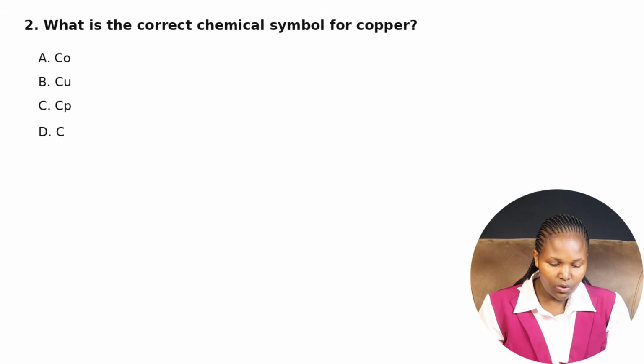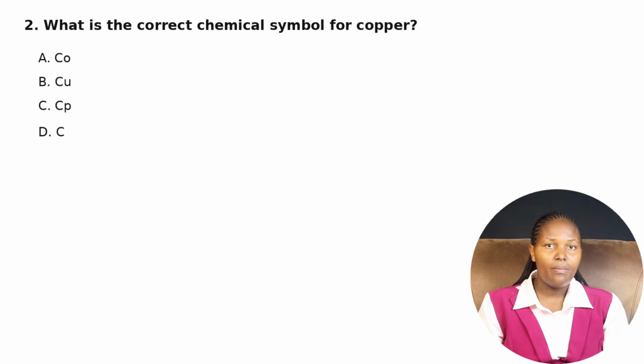Now, question 2. What is the correct chemical symbol for copper? So we have A, Co, we have B, Cu, we have C, Cp, and D, C. The correct option is B, Cu, because chemical symbols are short, internationally accepted ways of representing elements, and copper is written as Cu with a capital C and a small u. Co is the symbol for cobalt, while C is the symbol for carbon. You see, Cp is not the accepted symbol for copper. It is not a representative of any element.